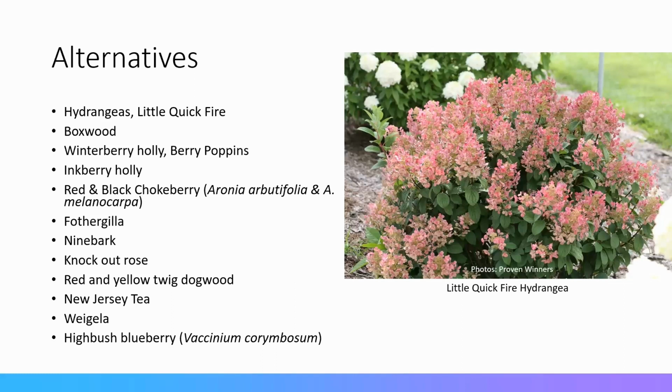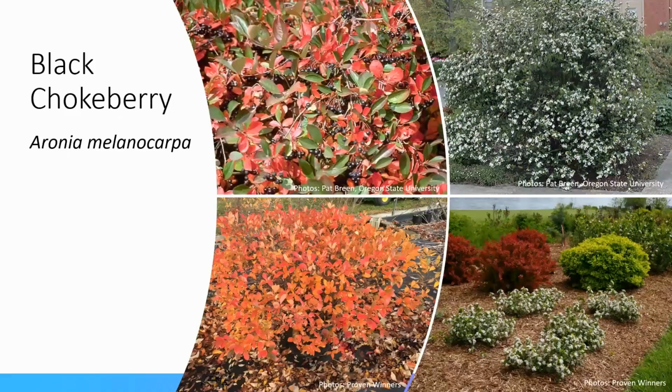I grow a gray dogwood in my own yard. It's a lovely plant, just about to flower. Birds eat the fruit that it produces. And of course, weigela, and I got to mention blueberry again. But here's an example of black chokeberry right here.